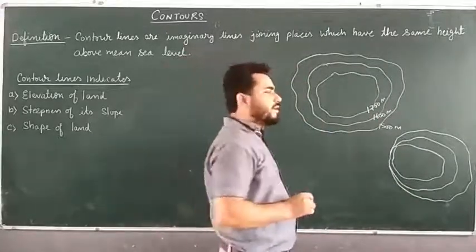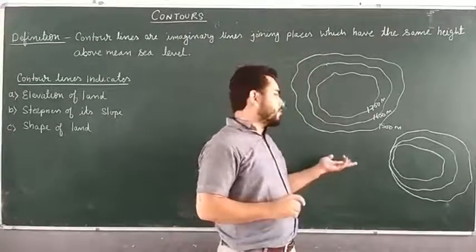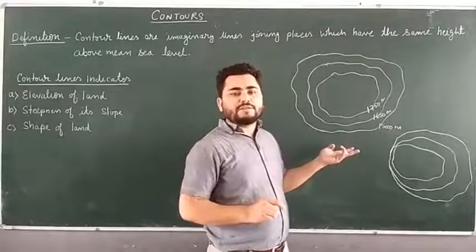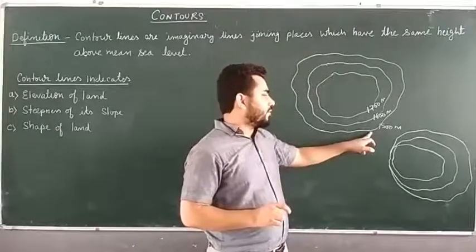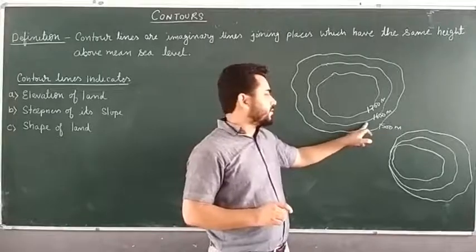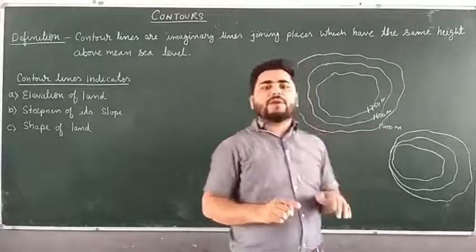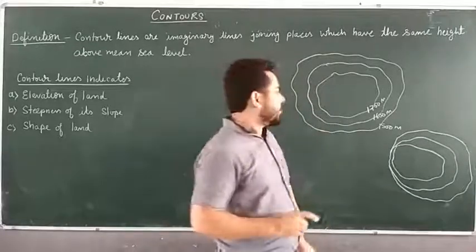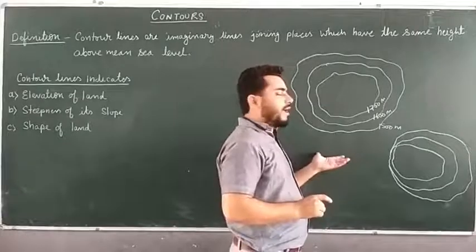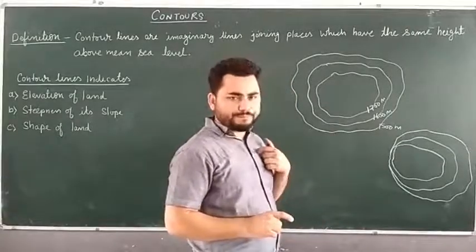Why will contour lines not cut each other? Because two contour lines show different elevations of land, different heights of land, right? This is showing 1500 meter height. This is showing 1600 meter height. And one point of land cannot have two different heights. Clear? So these types of lines are drawn on topo sheets or topographical maps.